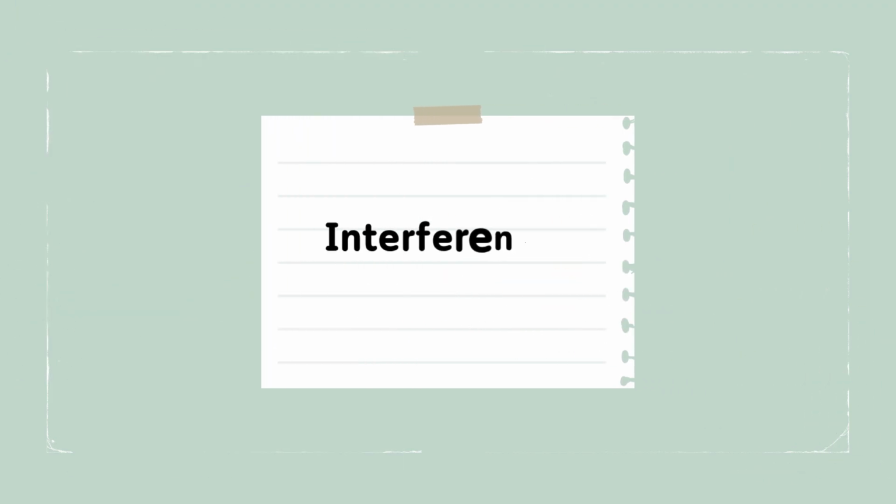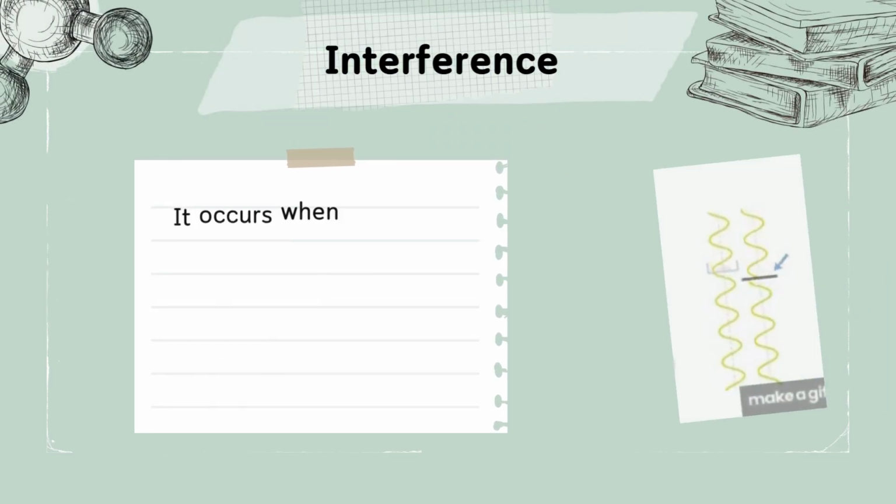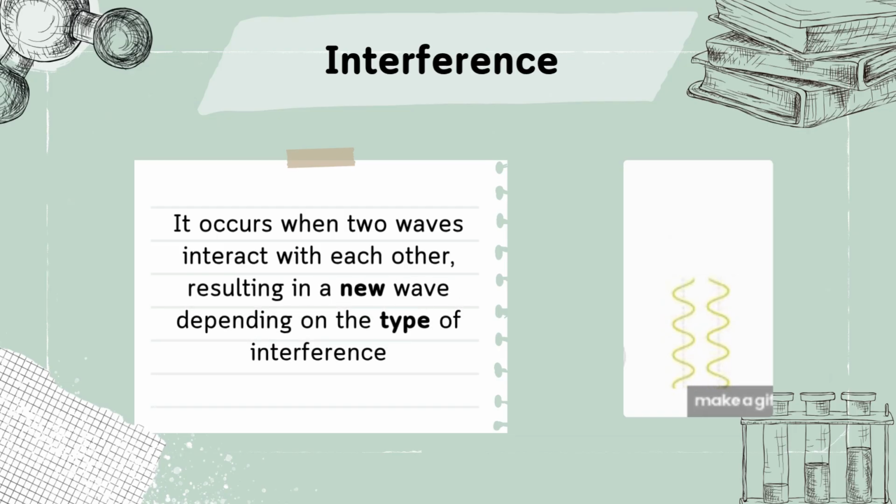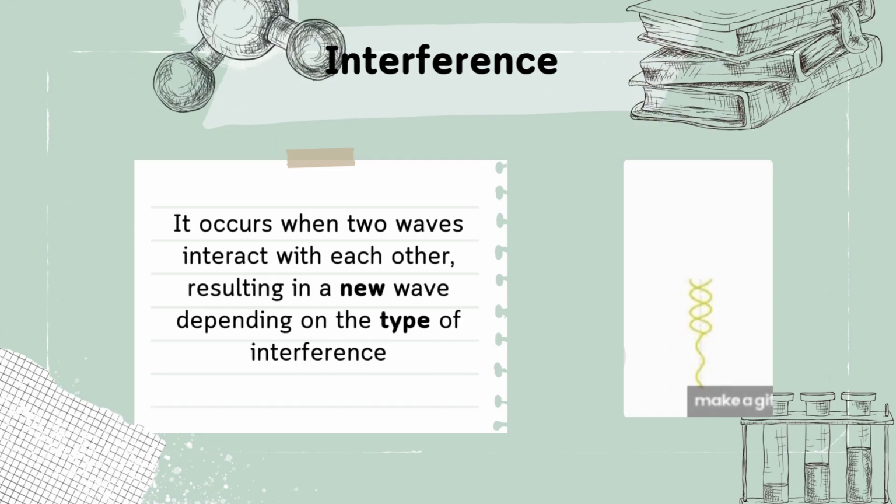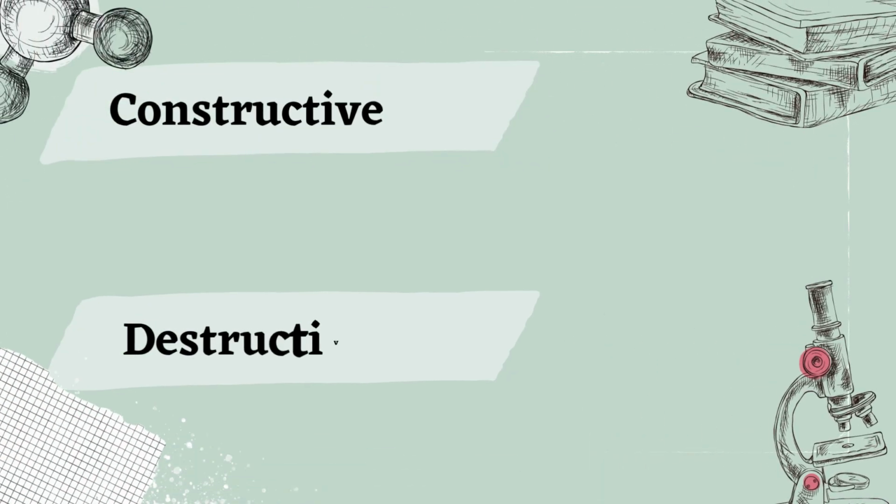But now that I have just mentioned interference, let's talk about it. What is an interference? It's a phenomenon that occurs when two waves, in this case light waves, interact with each other, resulting in a new wave. The characteristic of this wave will be based on the type of the interference that just occurred. An interference can be constructive or destructive.